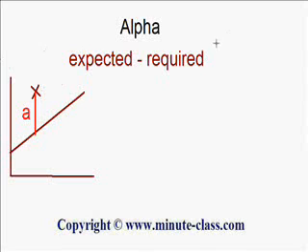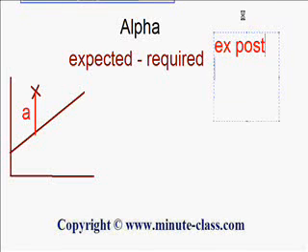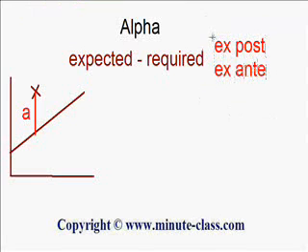So there are two types of alpha. One is the so-called ex post, and the other is ex ante. Ex post means that we are going to use the historical data to calculate the alpha. So the expected return is just the historical return of the stock, and the required return will be the historical return of the similar assets. While for ex ante, it means the anticipation.